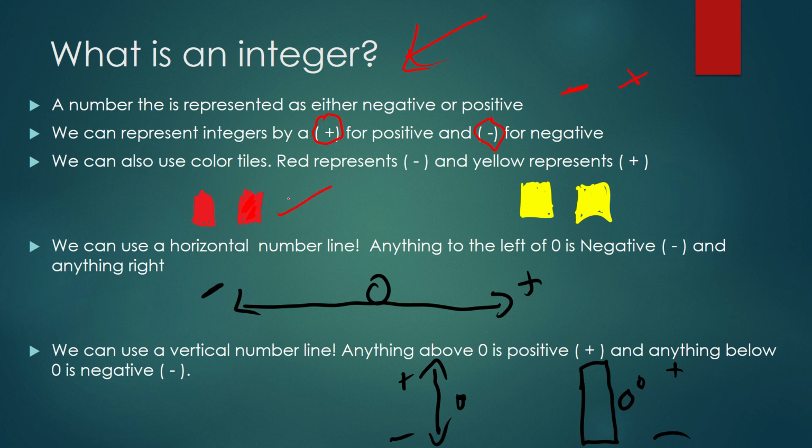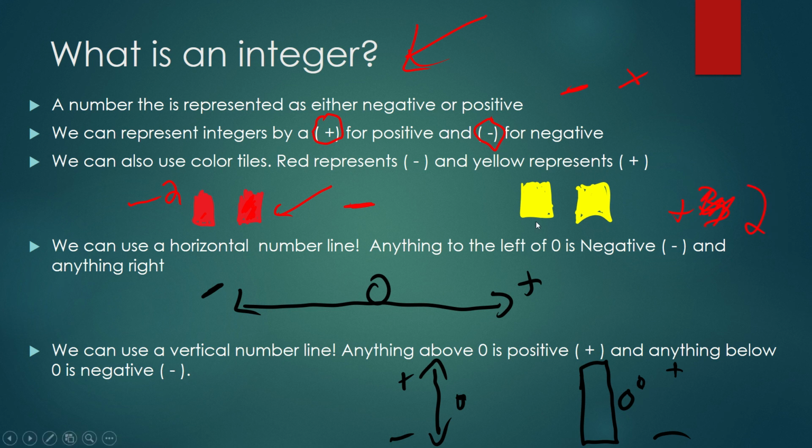So we have red represents negative, and yellow represents positive. So if I was to ask, what do these tiles represent? What you're going to do is count 1, 2, and then they're negative, so it's going to be -2. This one, though, there are two yellows, so the answer is going to be +2. Sorry, I can't count today.